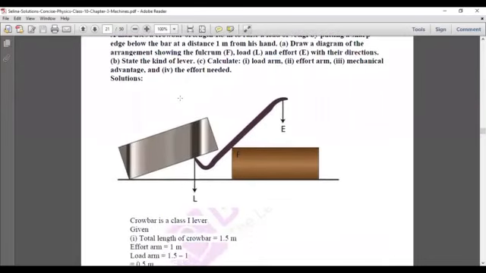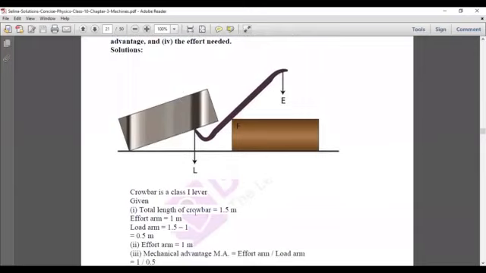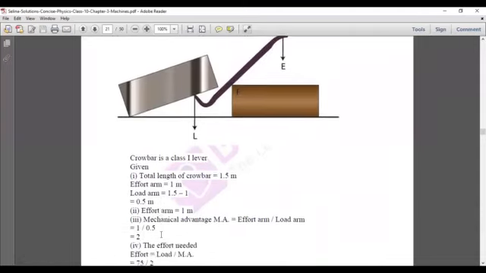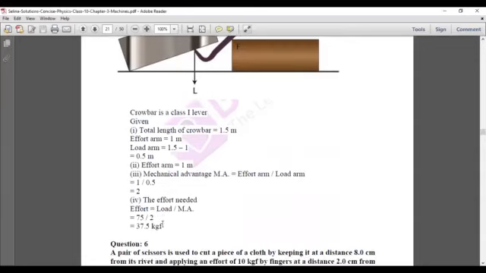Third one: calculate load arm, effort arm, mechanical advantage and the effort needed. Okay, so the total length of the crowbar is 1.5 meter. Effort arm is 1 meter. So the load arm is how much? 0.5 meter. Mechanical advantage is effort arm divided by load arm. It is 1 divided by 0.5, that is 2. The effort needed is: effort is equal to load divided by mechanical advantage. So the load is 75 kgf divided by the mechanical advantage 2. So the effort needed is 37.5 kgf.